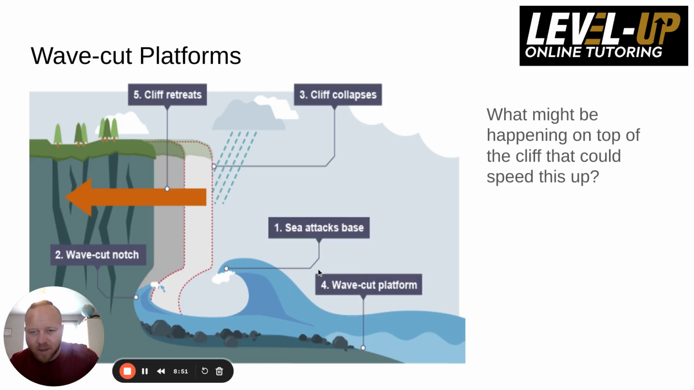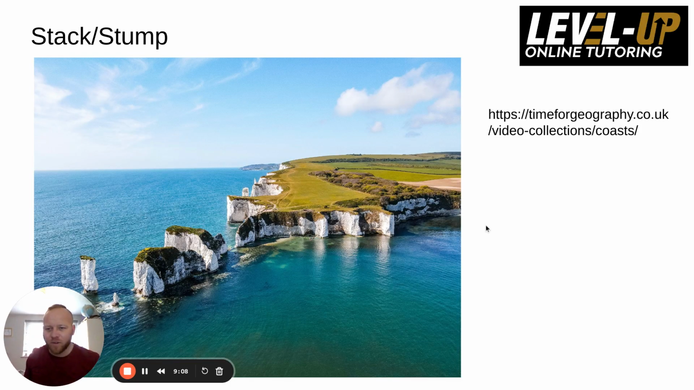In sequence, sea attacks the base of a cliff. Okay, we get a wave cut notch determined by tidal range. Weathering on the top, cliff collapses, okay, revealing a wave cut platform, and the process just keeps on repeating and the cliff retreats inland.